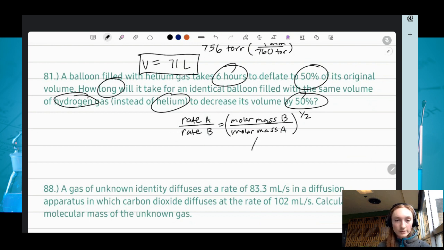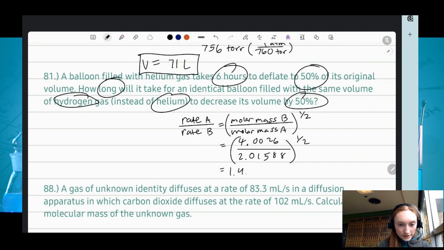So let's just plug in the molar masses of hydrogen and helium and see what the answer is. Sorry, I switched them around, but it doesn't really matter which one, just as long as you know which one is A and B. So 4.0026 is going to be helium, and then 2.01588 is the hydrogen gas. And so having that power, we will get an answer of 1.40909. So that is the ratio of those two rates.